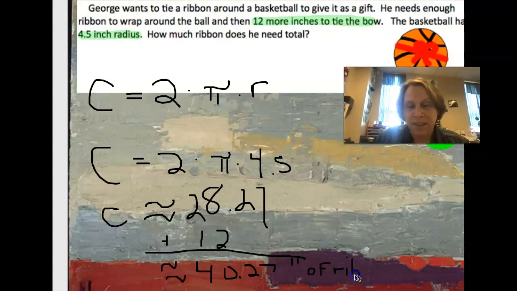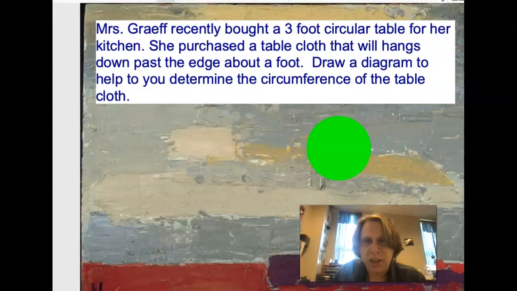I'll just write that out here, ribbon needed. It's always good to label. I know some of you are great about that habit. But all right, guys, I'm just clearing some of this out.